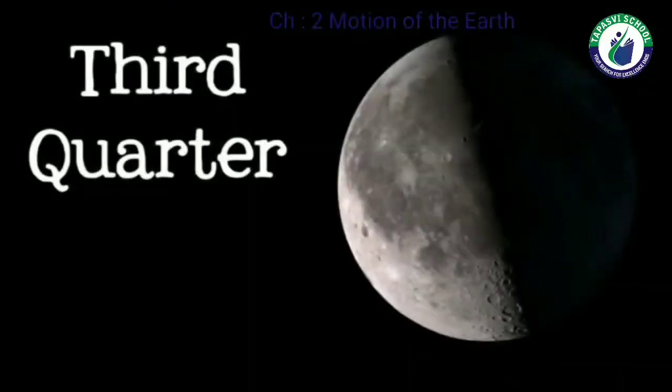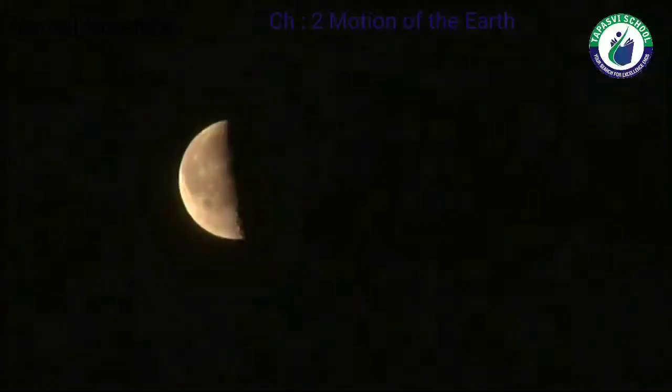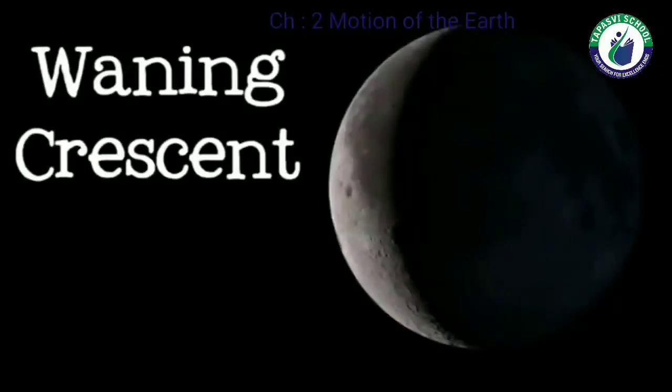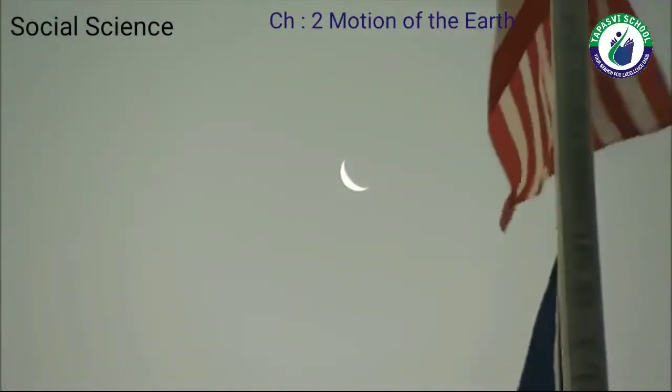The next phase is another half moon, but this time it's called third quarter, or sometimes last or final quarter, because the moon is 3/4 of the way through its orbit. Soon the half moon shrinks into a waning crescent, which will continue to shrink night after night until it vanishes completely into the next new moon.